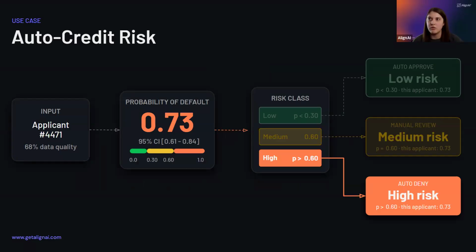We're going to go through a little bit of a use case here. And this is a highly simplistic use case, right? We're talking about an auto credit risk example. And so we're calculating the probability that someone is going to default on something like a loan. And we're going to use that to understand whether or not we want to issue them credit and how risky they are.